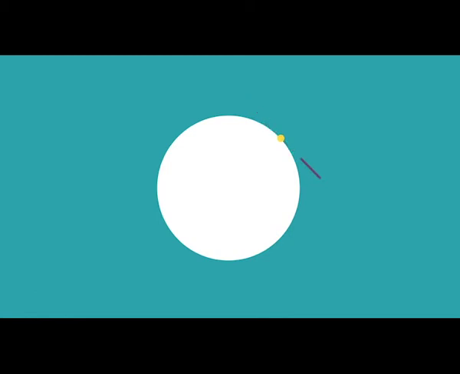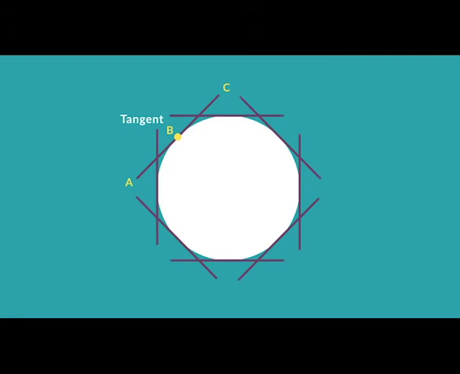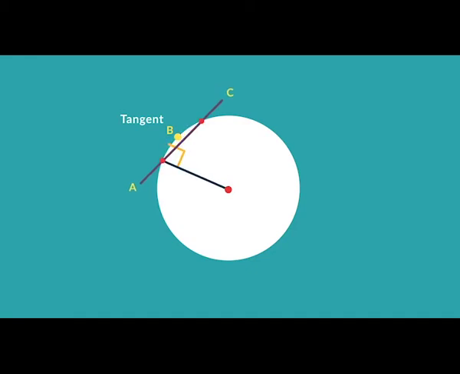A tangent to a circle is a line outside the circle that touches the circle at one point only. AC is a tangent to the circle, touching it at point B. Tangents can be drawn at any point on a circle. A tangent is always perpendicular, at 90 degrees, to the radius at the point it is touching. If we move this tangent so it's no longer perpendicular to the radius, it would intersect the circle at more than one point and no longer be a tangent. Instead, it becomes a secant. A secant is a line that intersects a circle at 2 points.